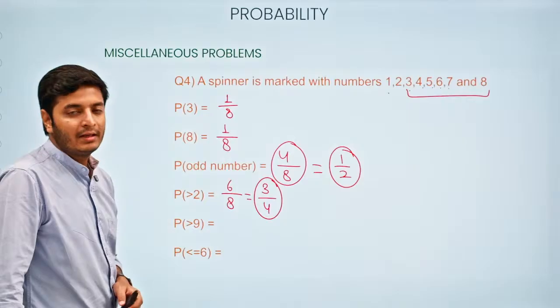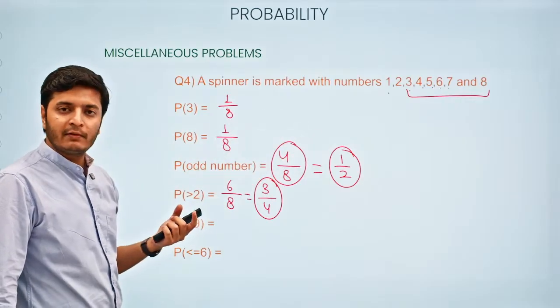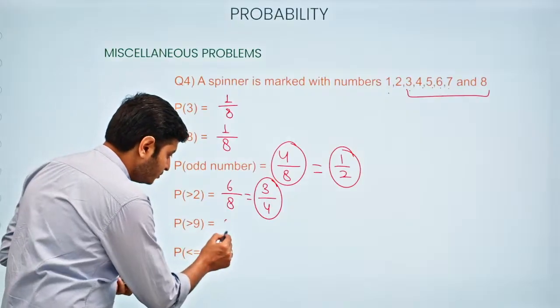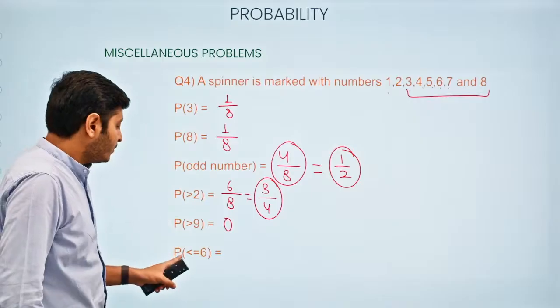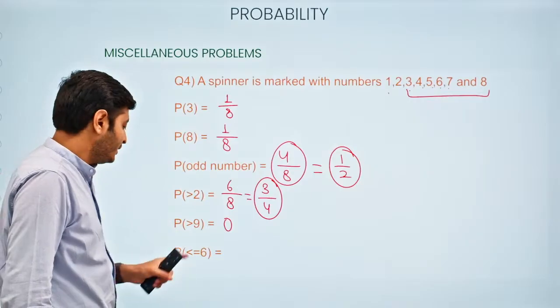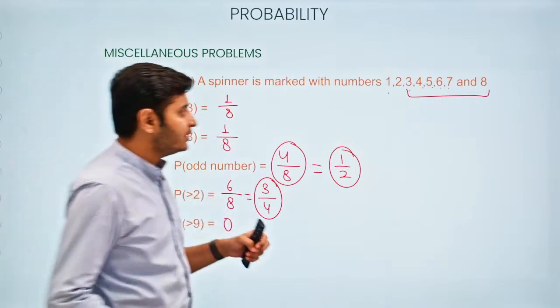Then a number greater than 9. It is not possible because all the numbers are between 1 and 8. So the probability of getting a number greater than 9 is 0. Now the probability of us getting a number less than or equal to 6. So what is the probability of us getting less than or equal to 6?